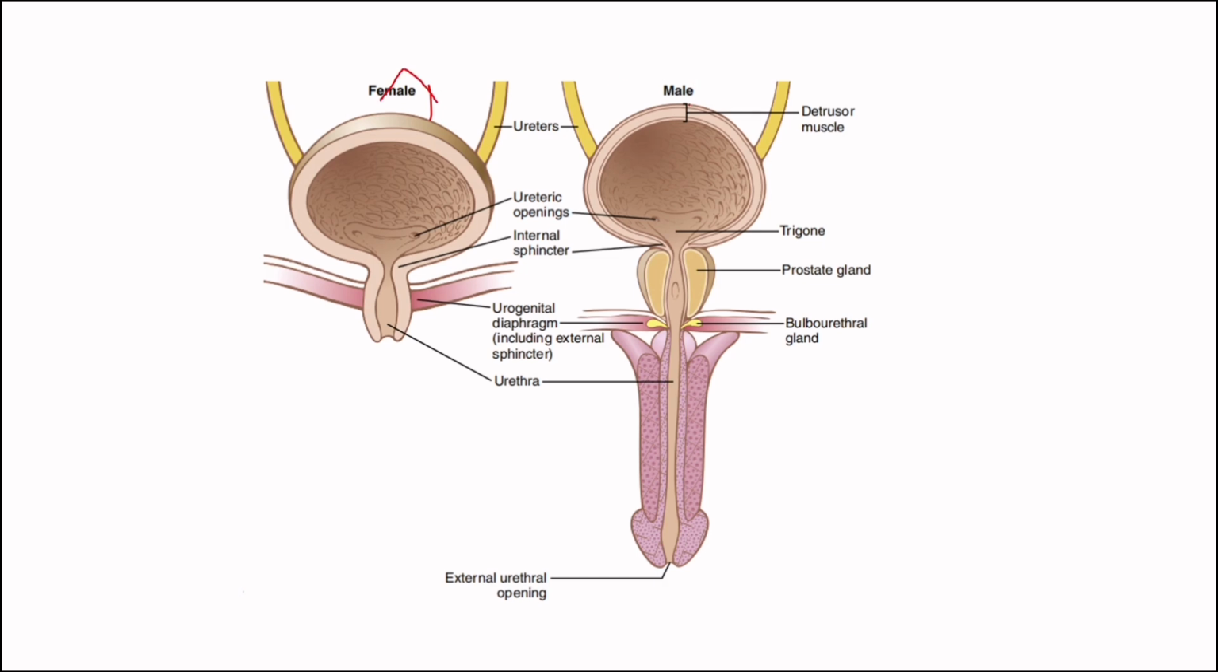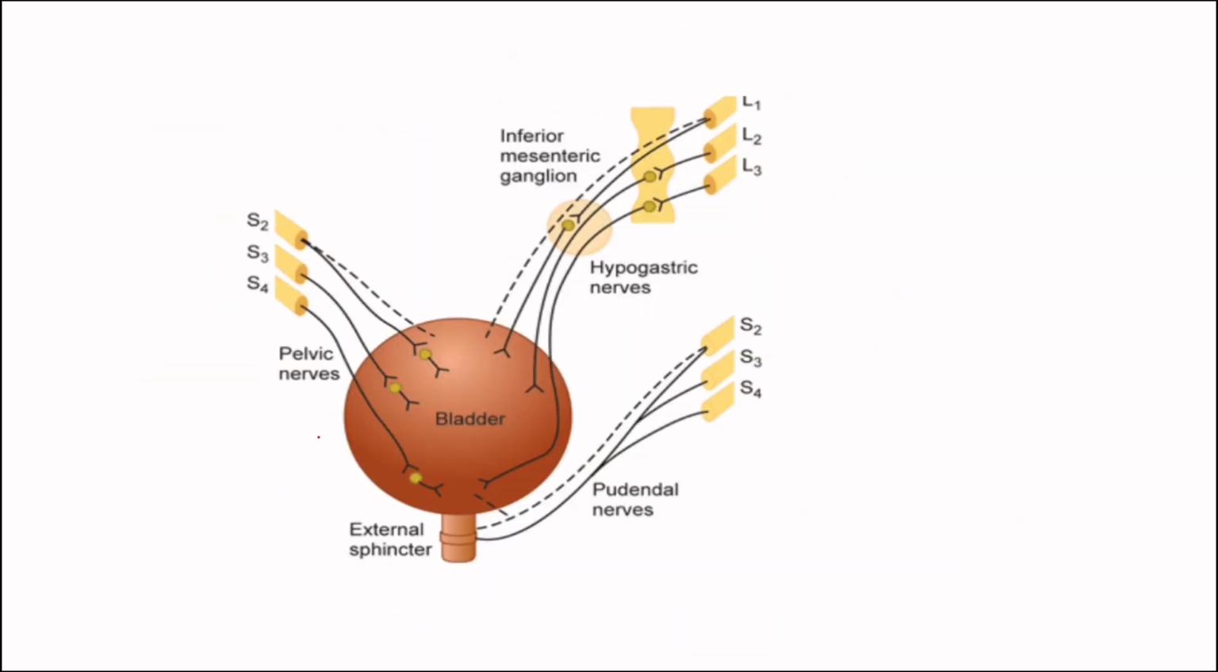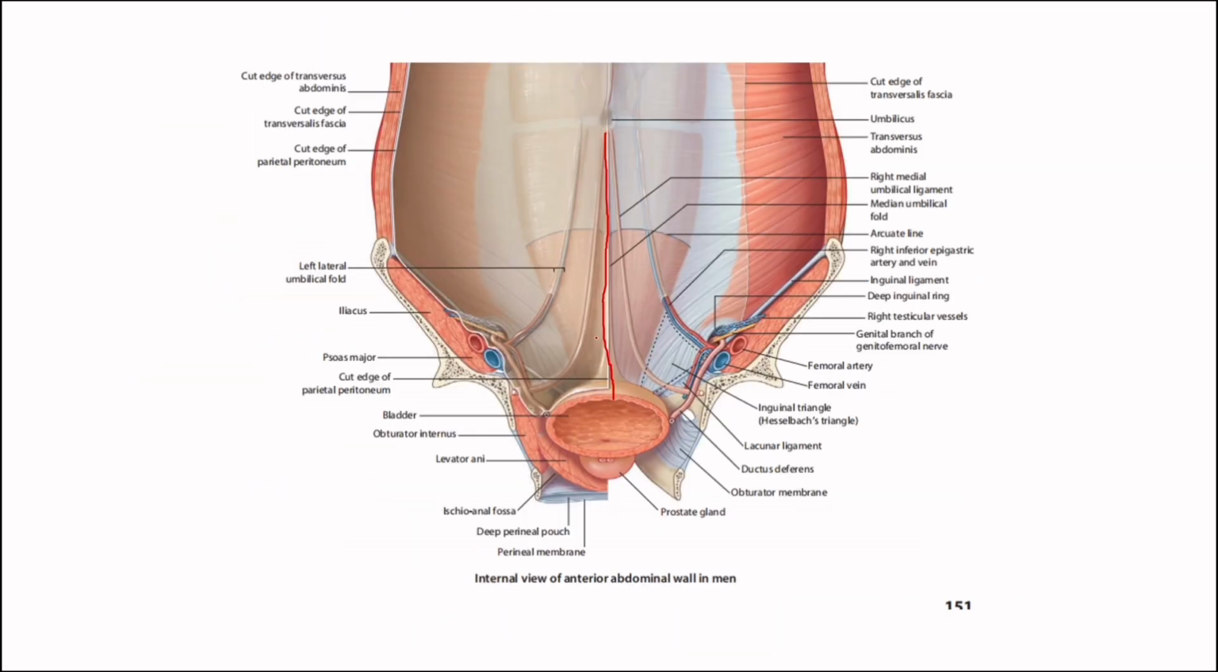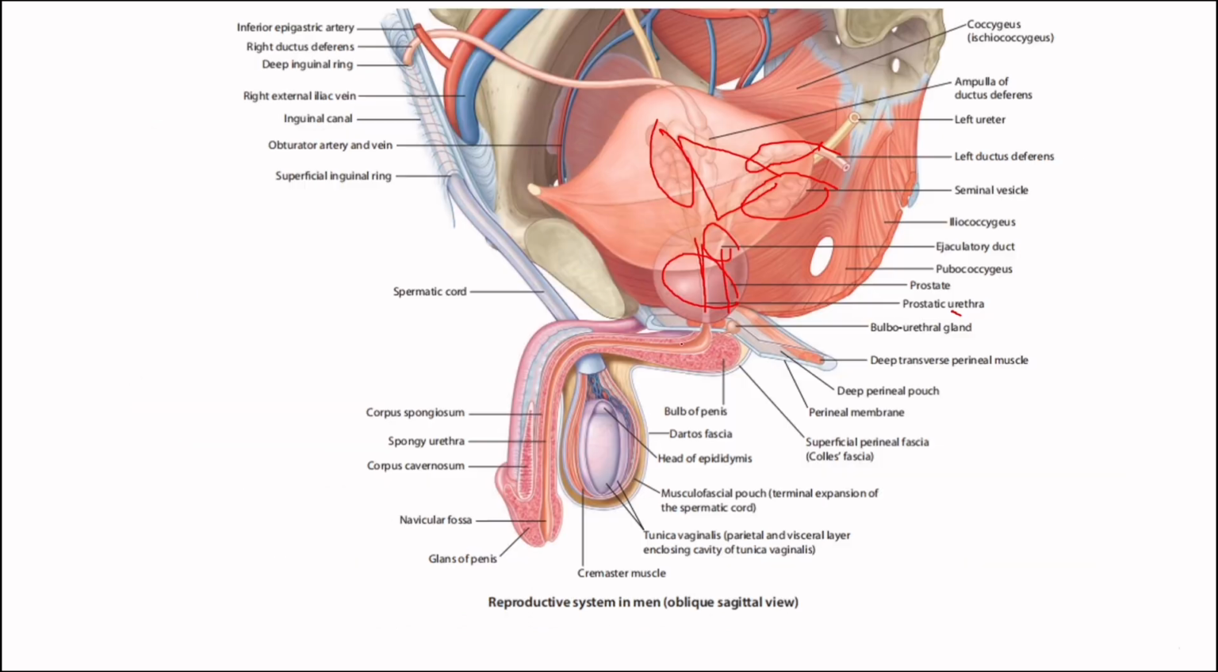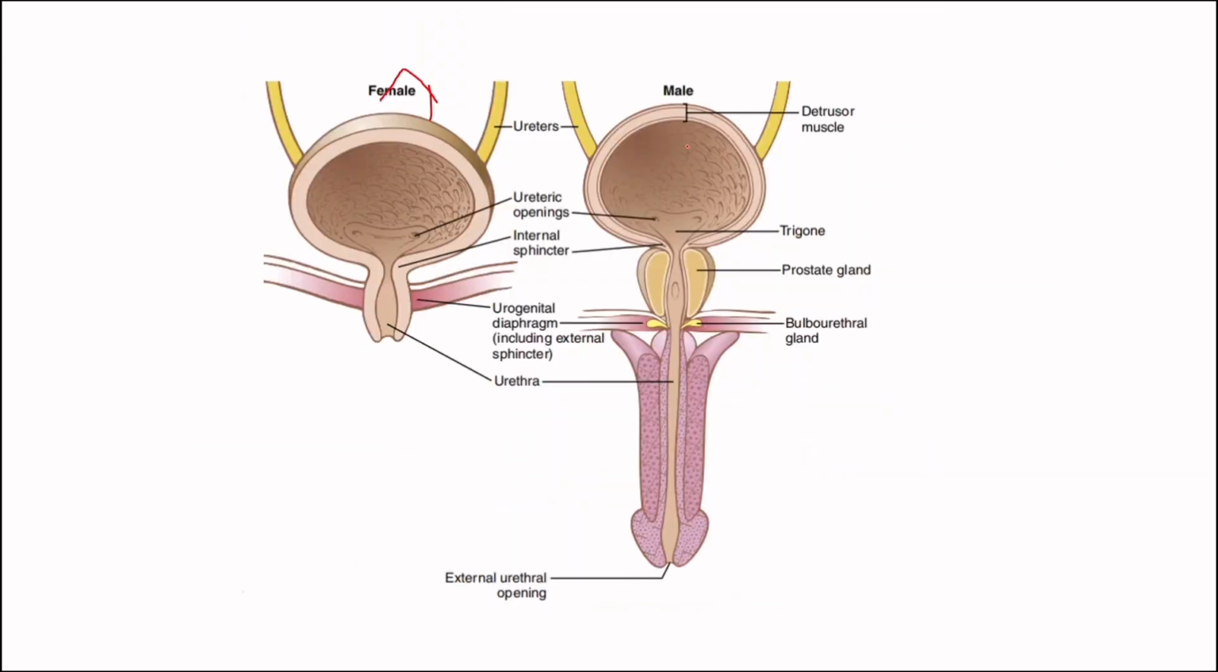So here is the female bladder. Here is the male bladder. I talked about the shape: the shape of an empty bladder is what? Pyramidal. And the shape of a distended bladder is what? It's kind of oval, like this one. While that of an empty bladder is pyramidal.